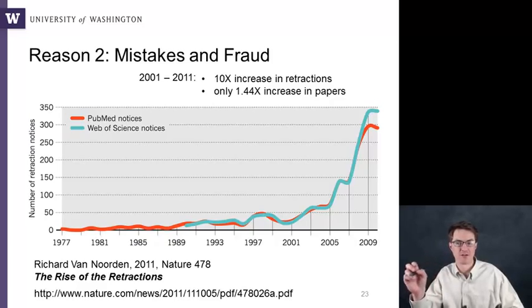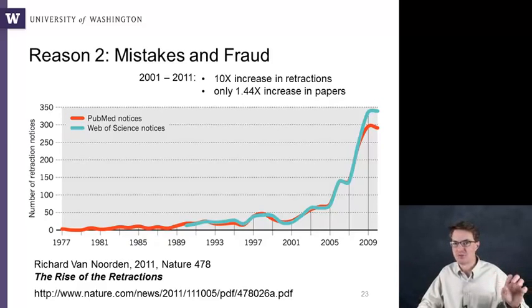So from the period of time 2001 to 2011, there's been a 10-fold increase in number of paper retractions, but only a 1.44-fold increase in papers themselves. Okay, and so this plot is from two different repositories, PubMed and Web of Science, neither one of which can include computer science papers, by the way. But you can see that it's gone up pretty significantly. Fine.